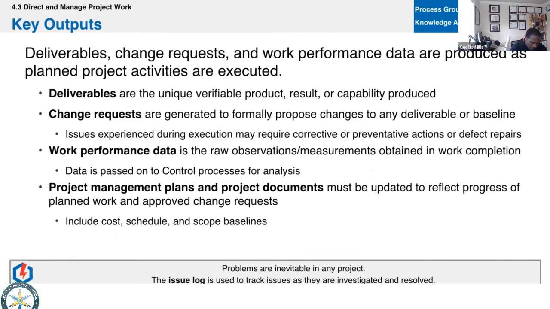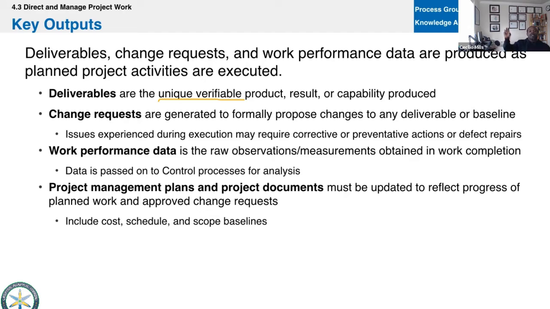All right. So the key output here, the deliverables, they must be unique and verifiable. I want to make note of that for the exam. Just as all projects are temporary and unique, your deliverables themselves must be unique and verifiable, meaning we've got to be able to test them. You may get change requests. These are potential change requests.